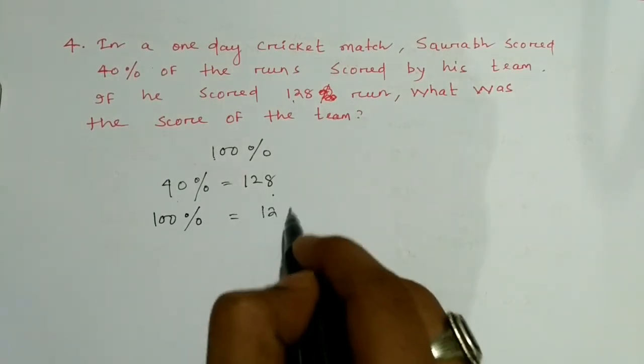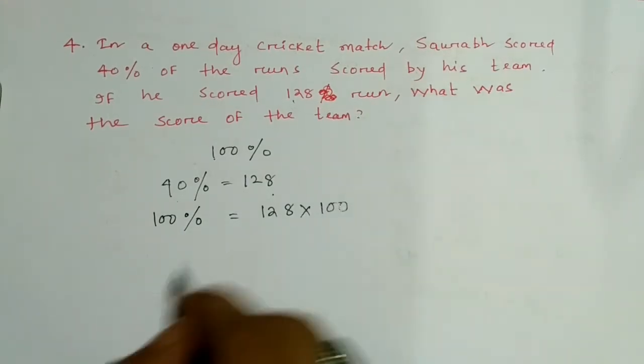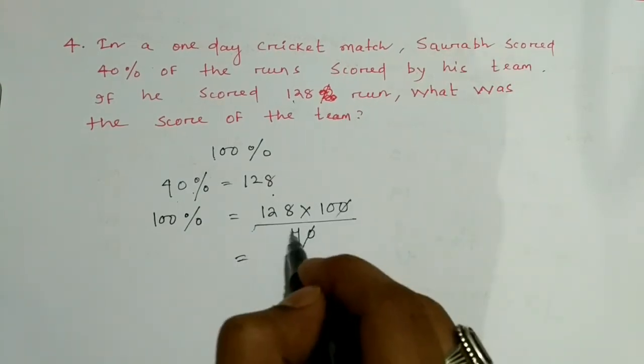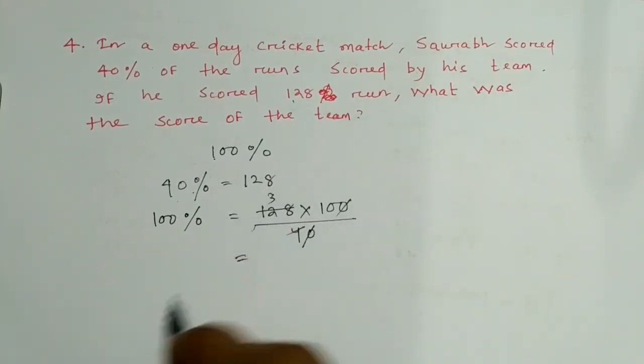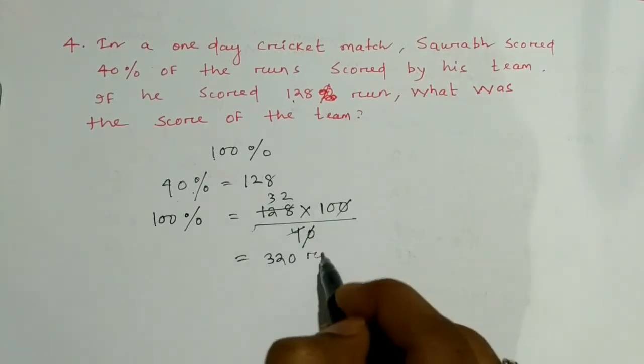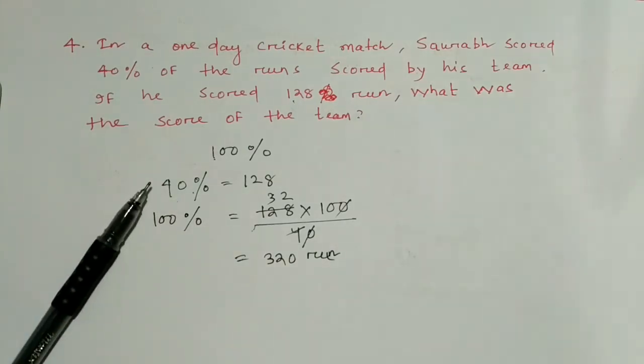This is similar. So 128 multiplied by 100 divided by 40. 10 and 10 got cancelled, and 4 threes are 12, 4 twos are 8, so 32 into 10. So 320 runs is my answer. This is quite similar, so you can do it by yourself.